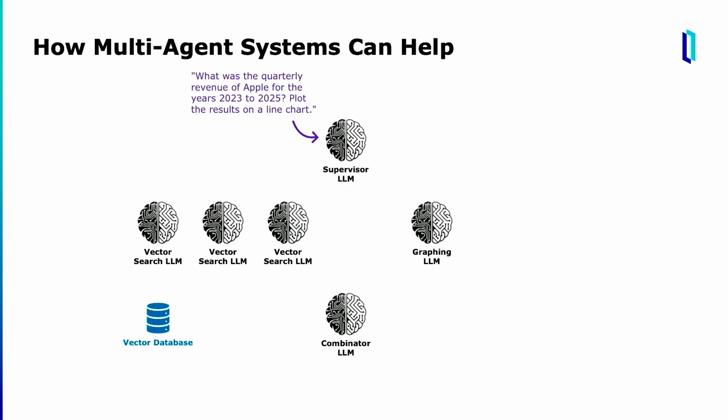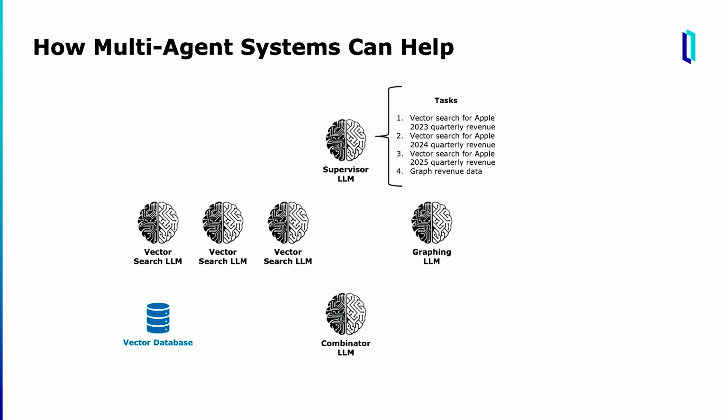So here comes the Apple revenue question. It will go to our supervisor first. The supervisor is going to take this question and break it down into a series of tasks, right? So the first 3 tasks are all vector searches related to Apple for the individual years, 2023 to 2025. And then there's a 4th subsequent task to graph the revenue data.